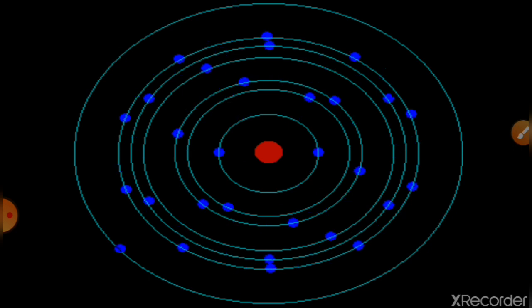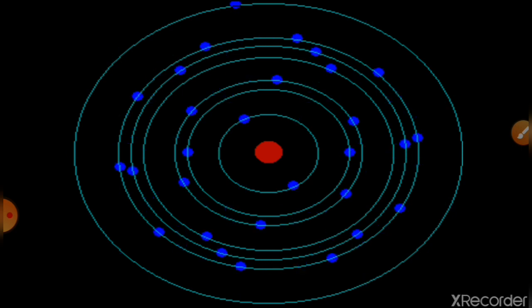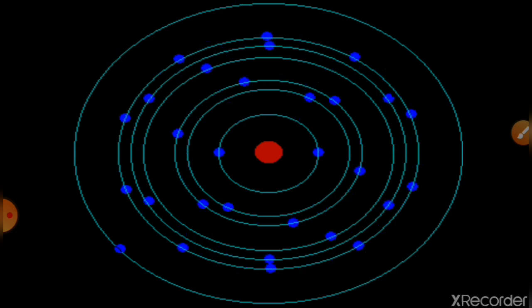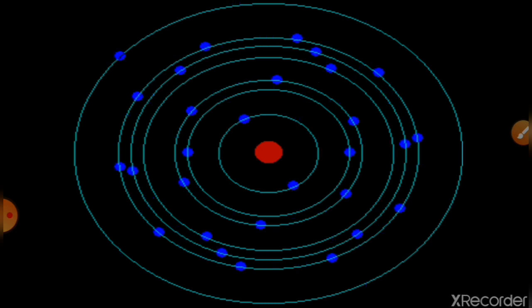Now this is also a very nice image. This is also showing the same thing. In the middle the nucleus is present and electrons are revolving around the nucleus in fixed orbits, and the energy of each orbit is different.